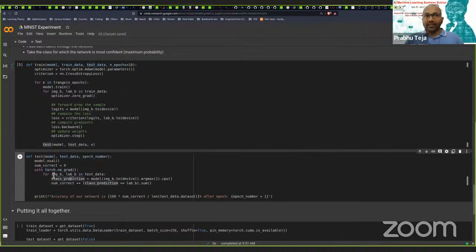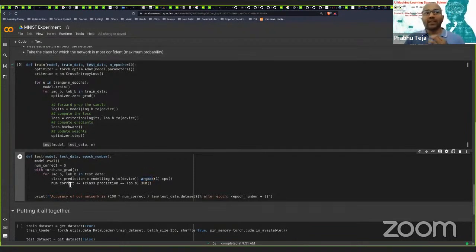So again, the same loop over the test data, predict the model's outputs, and take the argmax. Argmax is literally the argument of the maximum element. So it tells me the index where the maximum element is. If there are 10 numbers and the fifth element is the maximum, argmax will tell me 5 is the output. And I want all of them to be brought back onto the CPU because it's merely accuracy computation.